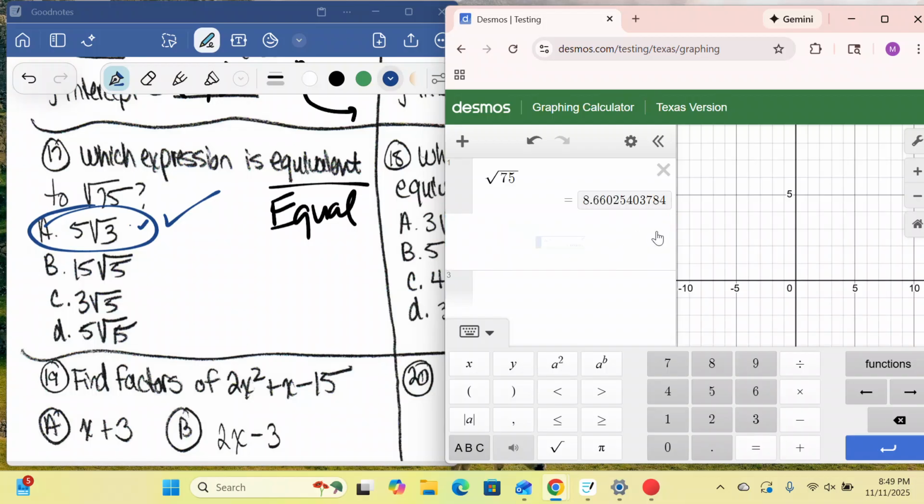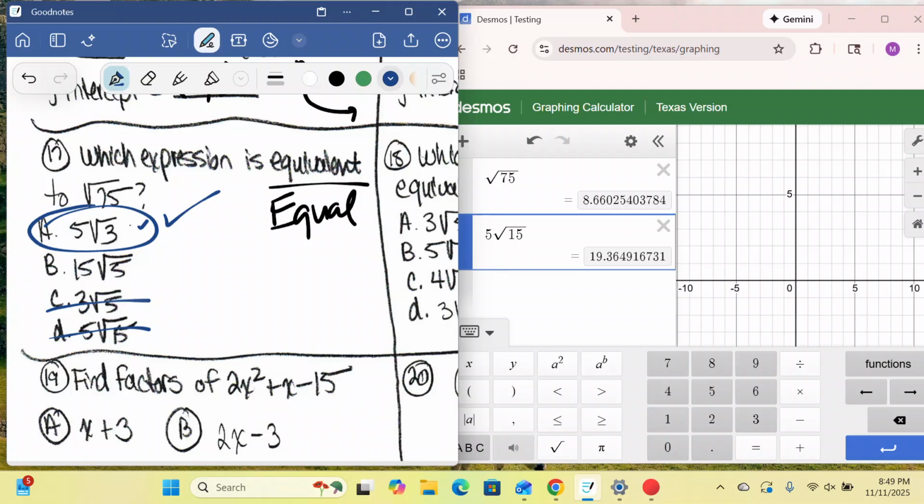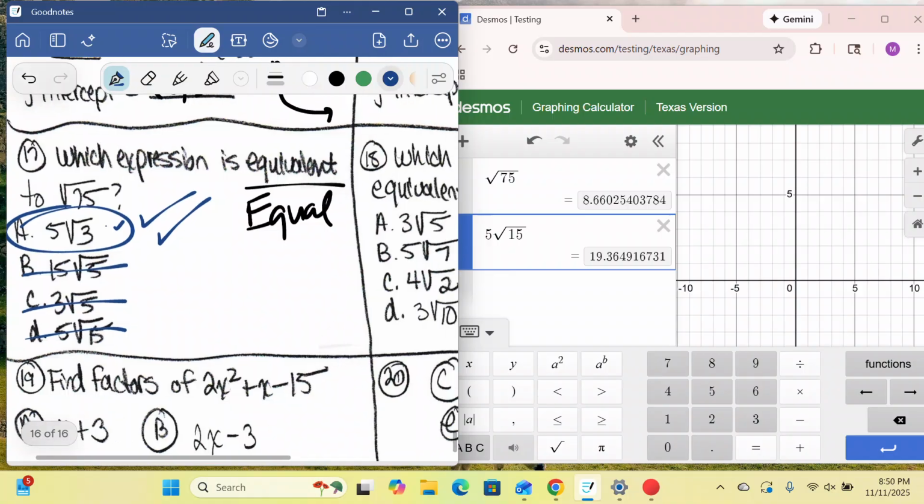So I'm going to check the last one. 5 square roots of 15. So I got to click right here. 5 square roots of 15. And it's 19.3. So this one is wrong, this one is wrong, this is wrong. So again, that is my answer. So that is usually on the STAAR test, 99% of the time. That is a problem that you can get right.